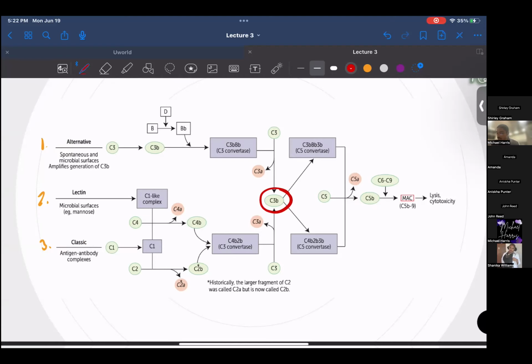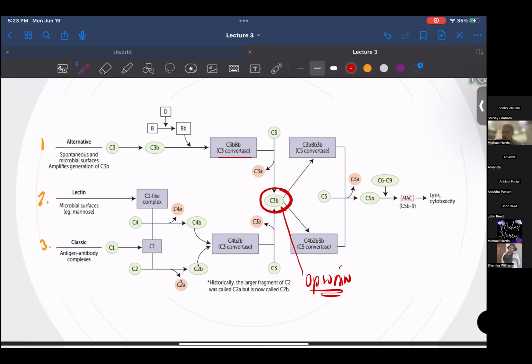It's more that essentially you activate C3 convertase. But C3b is an opsonin. This is a biggie. It binds to the microbes and allows phagocytes to now eat them up.